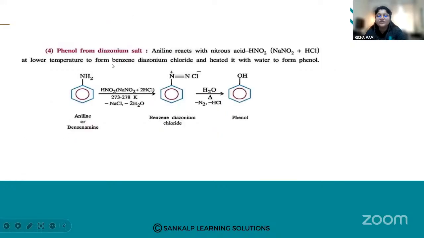Next is phenol from diazonium salt. How do you get phenol from diazonium salt? Aniline is the starting reactant that you react with NaNO2, that is sodium nitrite, plus HCl. When sodium nitrite plus HCl react, you get nitrous acid. So nitrous acid is generated.